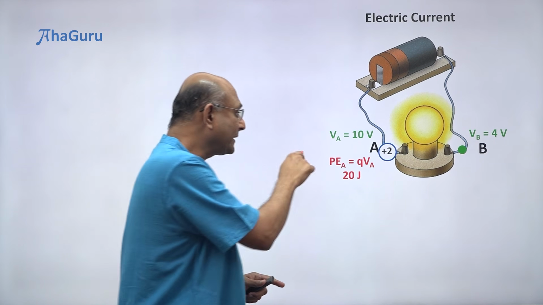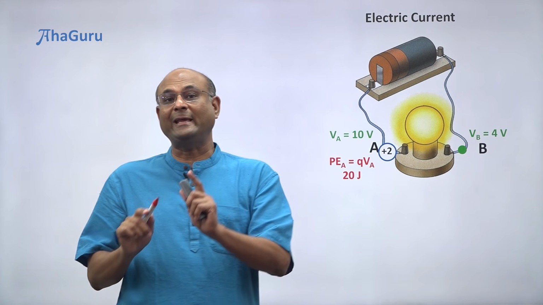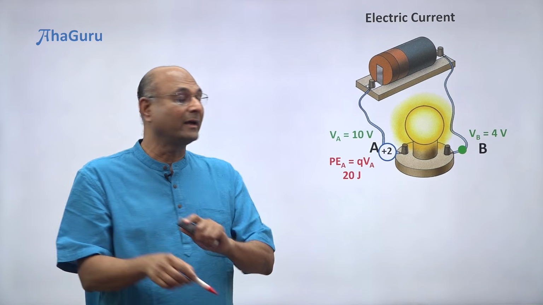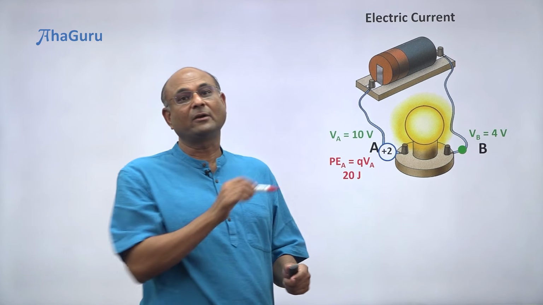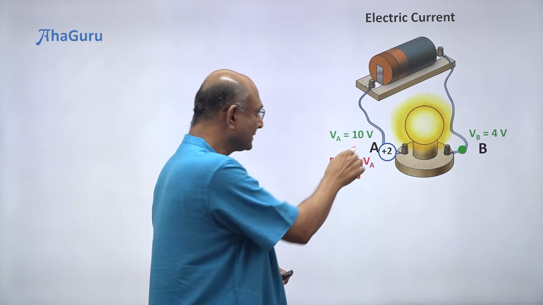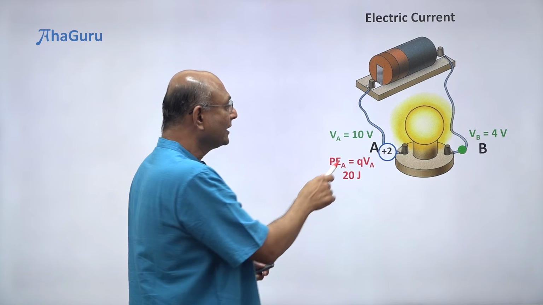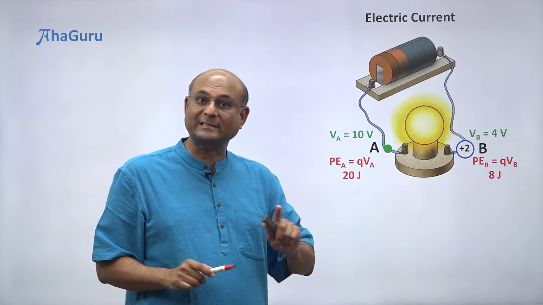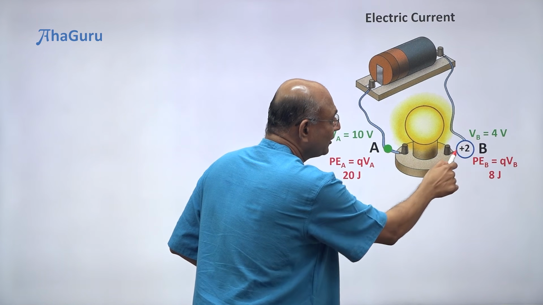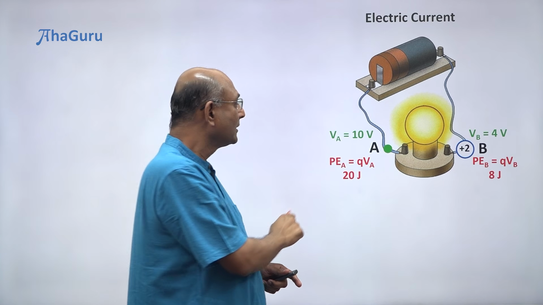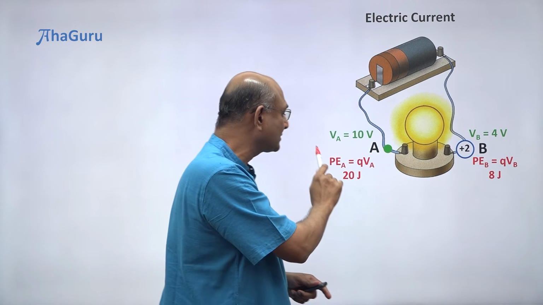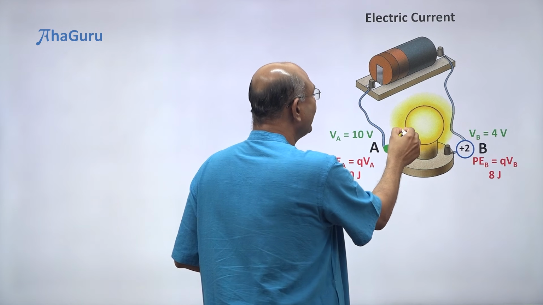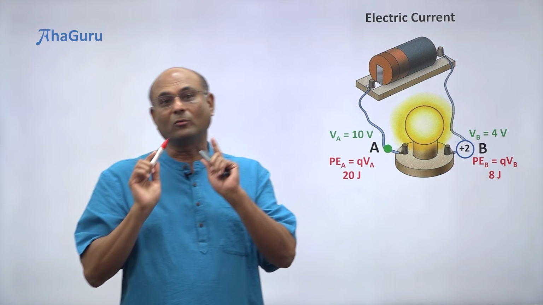Now remember this 20 joules, though we have written it as PE at A, it is not the potential energy of the point A. It is the potential energy of the charge when it is at point A. It is the potential energy of the charge. Okay, so when the charge moves from here into the battery and goes to the other side, it only has a potential energy of 8 joules. So that means the charge has lost 20 minus 8, 12 joules. So that 12 joules is what makes this bulb glow, right?